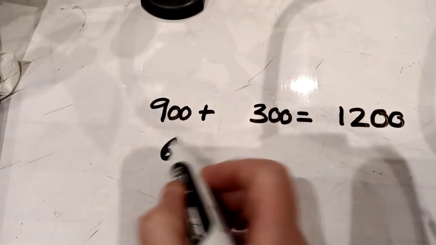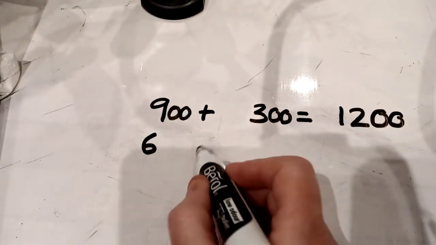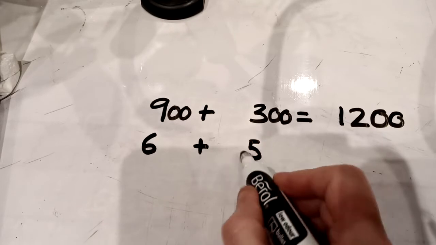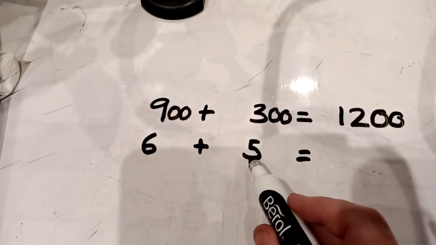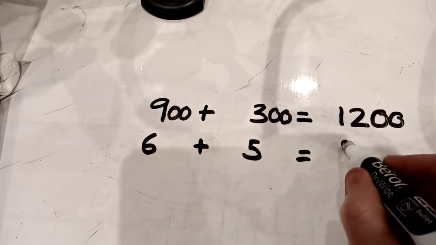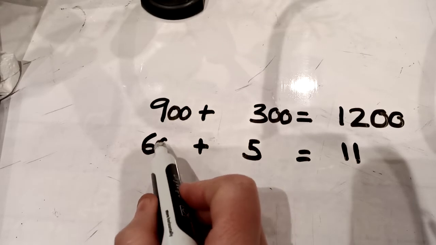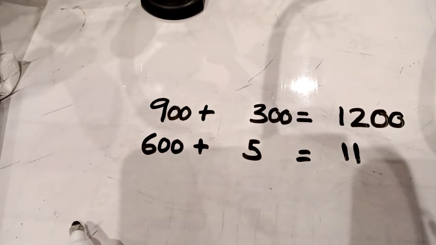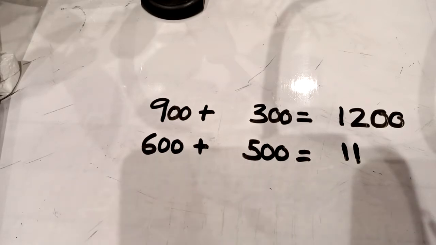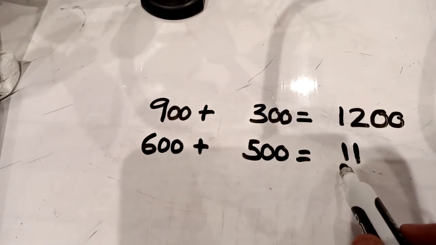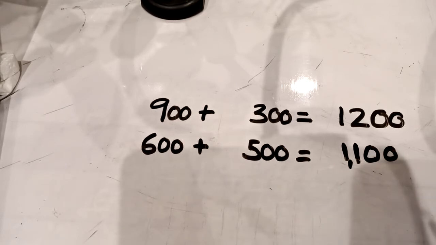Let's go for 6. What's 6 add 5? Well, I know 6 add 5 is a near double. So 5 add 5 is 10, add 1 is 11. But they're never going to give you something that simple. They're going to give you something like 600 add 500. They're going to make it 100 times bigger. So 11 made 100 times bigger is 1,100.